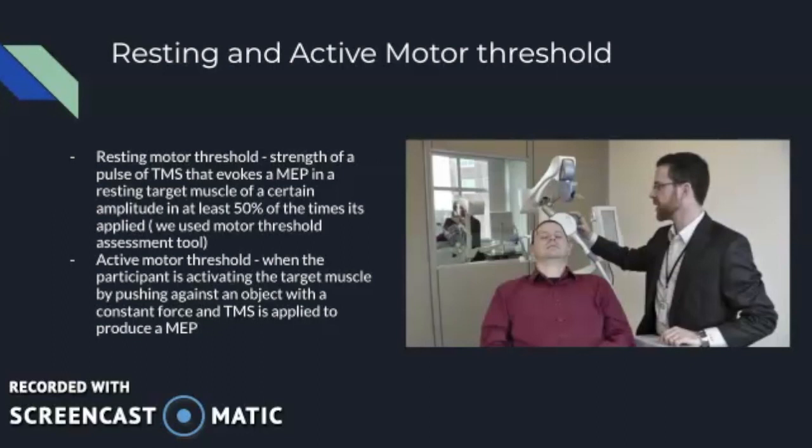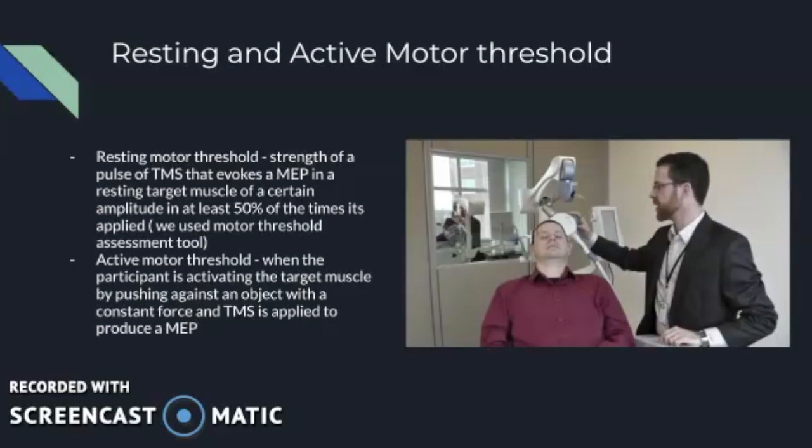MVC is the maximum reading the electrode will detect when a participant is pushing against an immovable object with their maximum force. Resting motor threshold measures the cortical excitability in subjects when they are simply resting their muscle. Active motor threshold measures cortical excitability in subjects when they are activating a target muscle, so their muscle is already activated and the neurons are already firing. Both measures give us cortical excitability, which can be manipulated with different variables to further probe the brain.